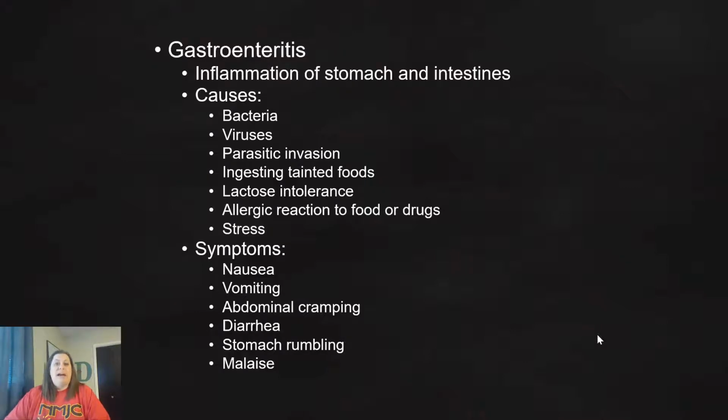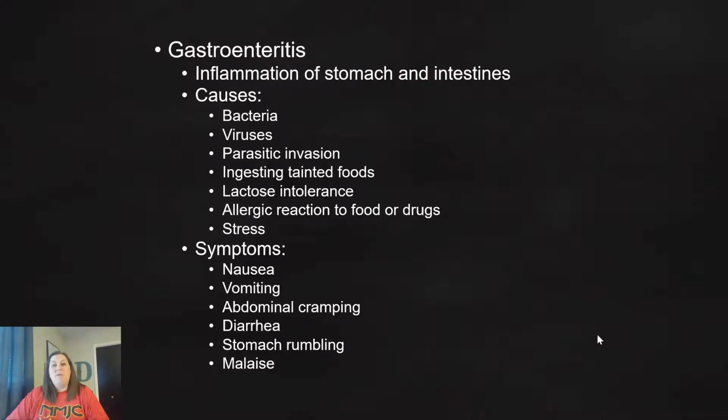Lactose intolerance, where an individual who cannot digest the lactose sugar properly consumes it, could end up causing this to get inflamed due to taking in that sugar. Allergic reactions to certain foods or drugs, and even stress could trigger this. So what are some symptoms of gastroenteritis? When we look at symptoms, the patient may deal with nausea, then vomiting. They may have abdominal cramps, diarrhea.